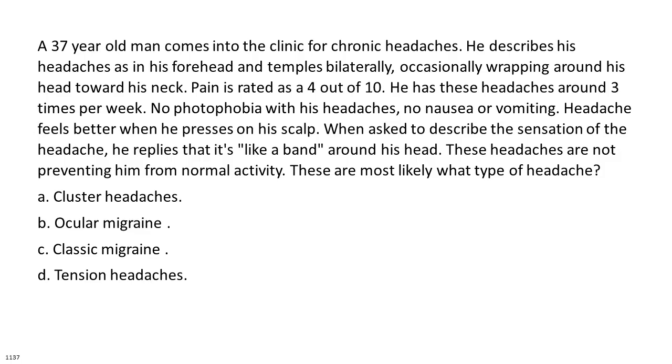A 37-year-old man comes into the clinic for chronic headaches. He describes his headaches as in his forehead and temples bilaterally, occasionally wrapping around his head toward his neck. Pain is rated as a 4 out of 10. He has these headaches around 3 times per week. No photophobia with his headaches, no nausea or vomiting. Headache feels better when he presses on his scalp. When asked to describe the sensation of the headache, he replies that it's like a band around his head. These headaches are not preventing him from normal activity.